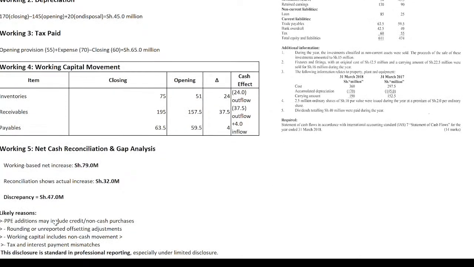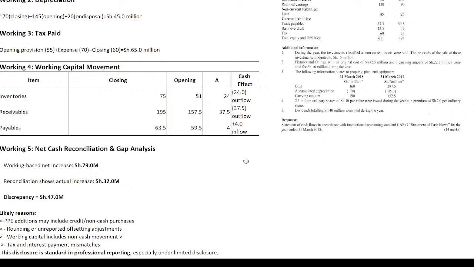So the PPE additions may include credit on non-cash purchases. We also have rounding or unreported offsetting adjustments. Maybe working capital includes non-cash movements. There are some things that were paid on credit, they are not being told. Tax and interest payment mismatch.